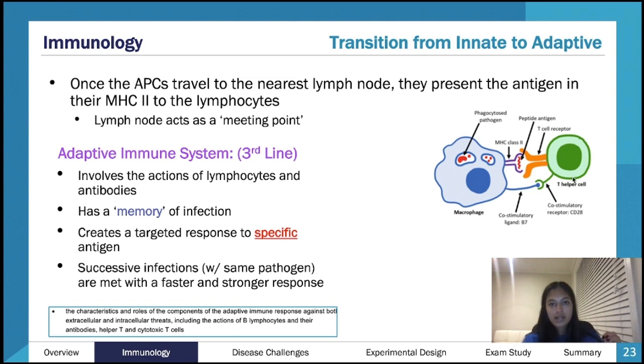This is another thing as well. We're not presenting this to any random T helper cell that we bump into. Let's say this is for E. coli. We're presenting this to a T helper cell that is specific for E. coli. This macrophage will be in a lymph node, and it'll take it to a billion different T cells. It'll take it to the COVID T cell, the chickenpox T cell, the tetanus T cell, whatever. It'll take it to all these different T cells.